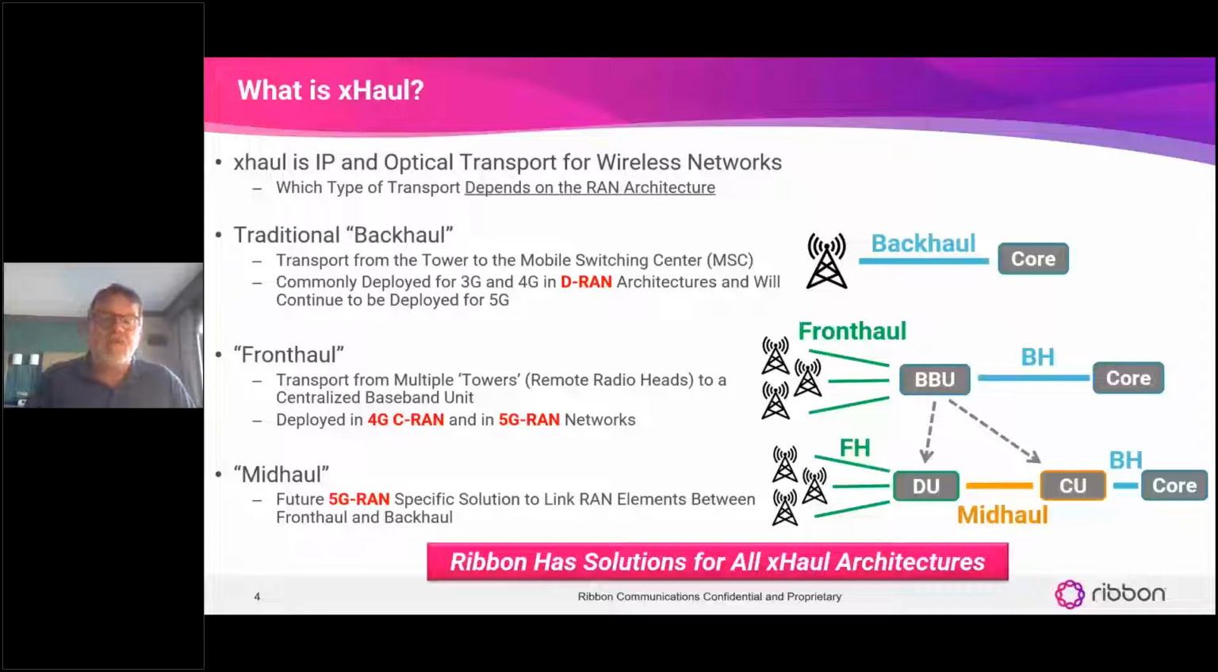Ultimately, all of these are data transport, right? Depending on where they are in the network, of course, they have different names and there are different handling characteristics, but ultimately you're moving data from one location to another. This is Ribbon's stock and trade, and so all of these solutions are available in our portfolio.